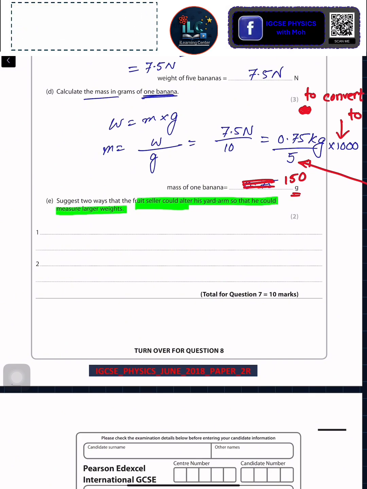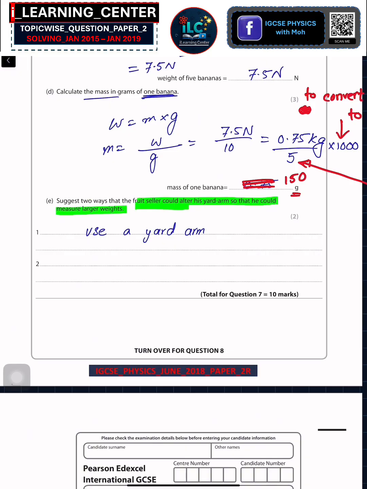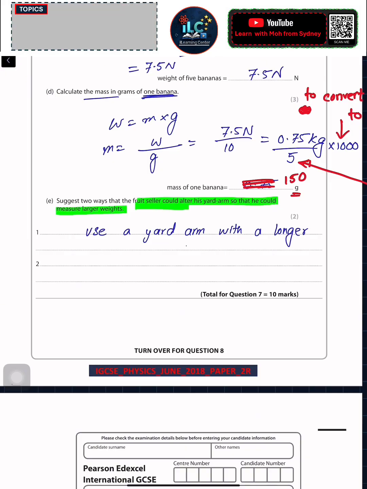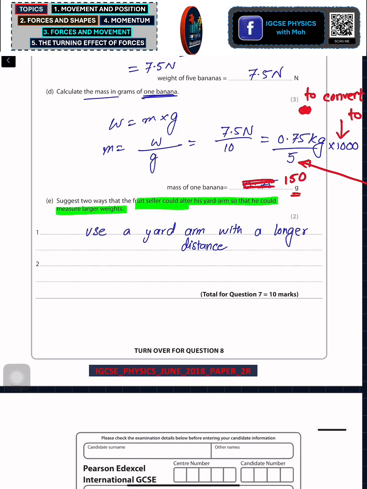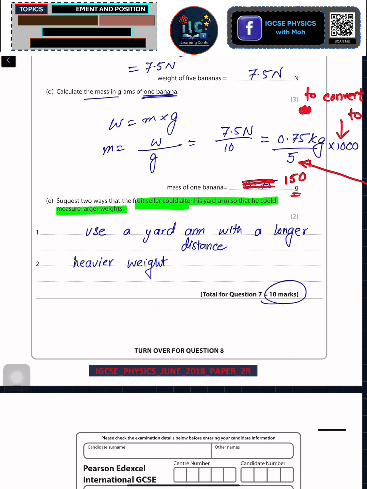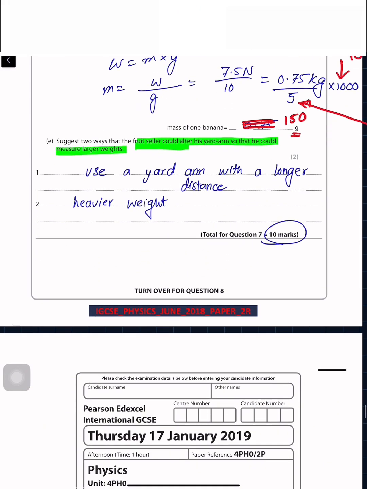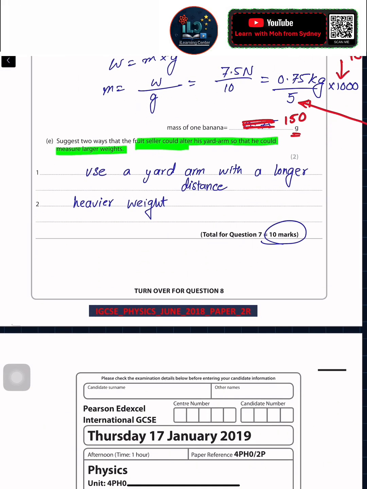So I'm gonna say use a yard arm with a longer distance. This is one, and then I'll say heavier weight, and this should give you 10 marks straight away. And you know, if you do the repeated questions, you will get the same type of questions over and over, and this will save a lot of time in your exam.